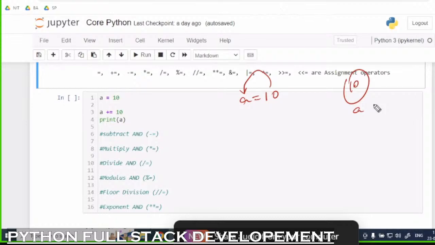So that is nothing but, sir, A plus equal to 1. You are saying this is nothing but A is equal to A plus 1. Okay. In Python, can I write it directly like this instead of writing like that? Yes, you can even write like that. Not a problem. If you write A is equal to A plus 1, you are going to get the same answer, 11 only.